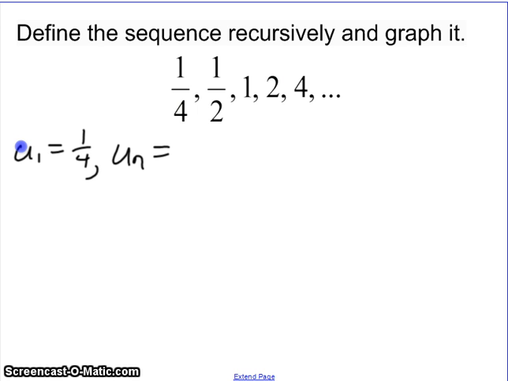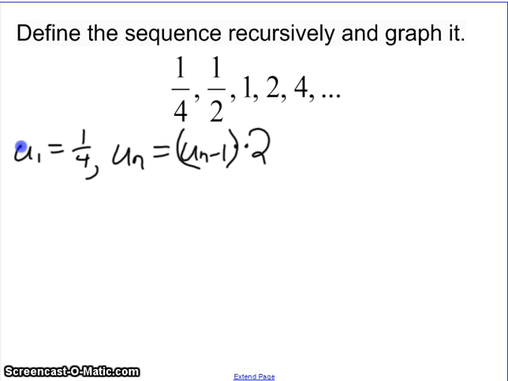But I probably should have taken a moment to examine what was happening with this sequence before I started writing the equation. So here I've got 1/4, then to 1/2, then to 1, 2, and 4. So each of these is being doubled. It's being multiplied by 2 to get to the next term. Okay? 1/4 times 2 is 1/2. 1/2 times 2 is 1. 1 times 2 is 2. 2 times 2 is 4. So to get the next term, you multiply by 2. All right, so I'm going to take u sub n minus 1, and I'm going to multiply that by 2. Okay, that's my recursively defined equation.